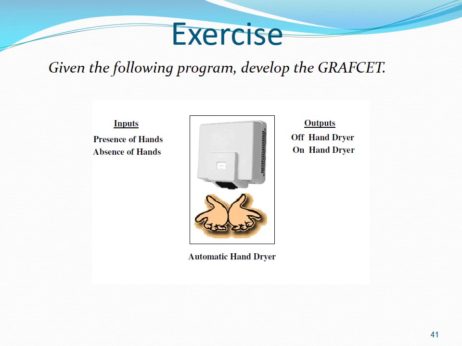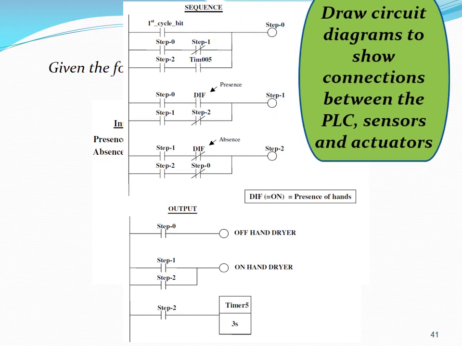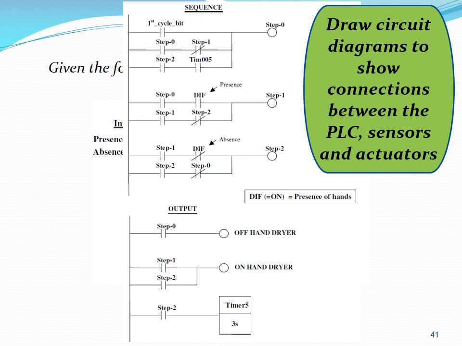We have an exercise here. You are required to develop the graph set for the operation of an automatic hand dryer. You are given the ladder program, so you can turn this ladder program into a graph set. Also, suggest suitable sensors and actuators and then draw circuit diagrams to show how the actuators and the sensors can be connected to a PLC.